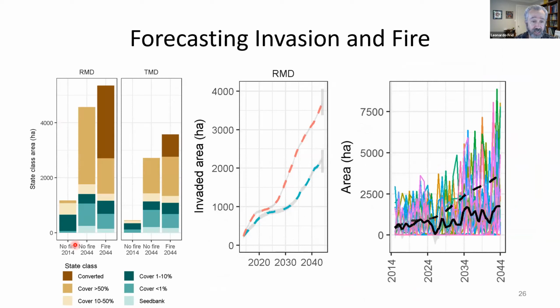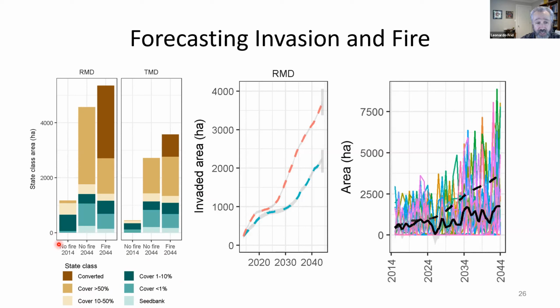different state classes. So the worst is the dark brown. Now that's that converted state. The beige colors going from darker to lighter represent the cover classes greater than 50%, 10 to 50%. And then the blue colors are the lower cover classes in the seed bank state.